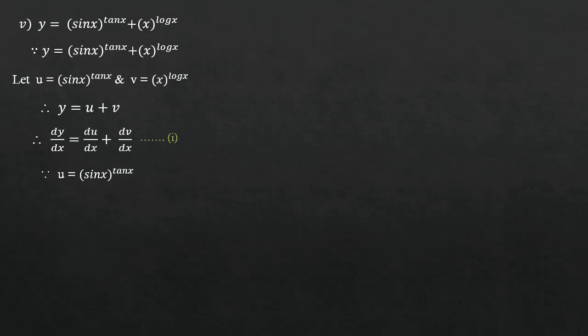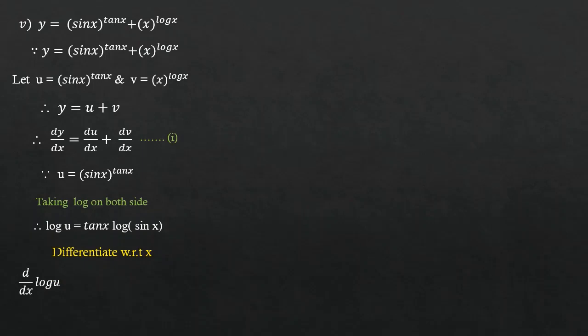u से start करते, we have sin x raised to tan x. So applying log on both sides, that gives you log u is equal to tan x multiplied by log of sin x. That we will differentiate now because variable raised to variable का concept solve हो गया है. So log u का derivative is equal to, right side में we apply u into v. So that gives you tan x as it is, d by dx of log of sin x, plus log of sin x as it is, d by dx of tan x.